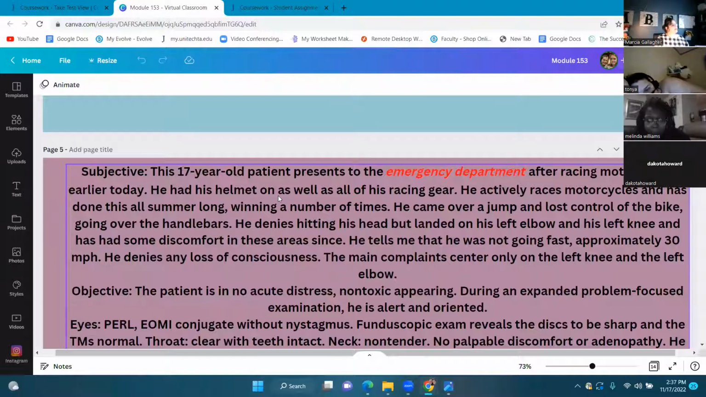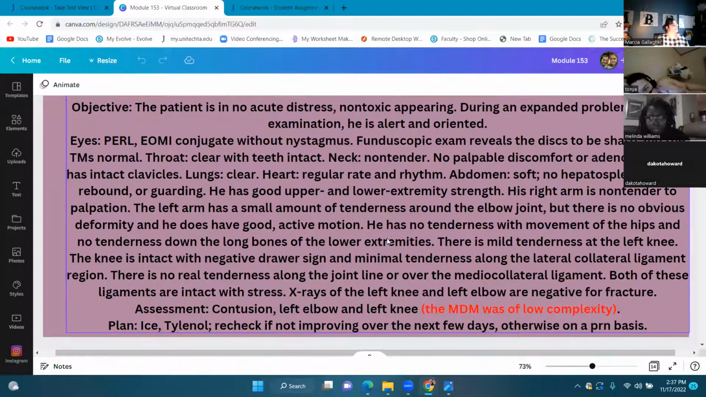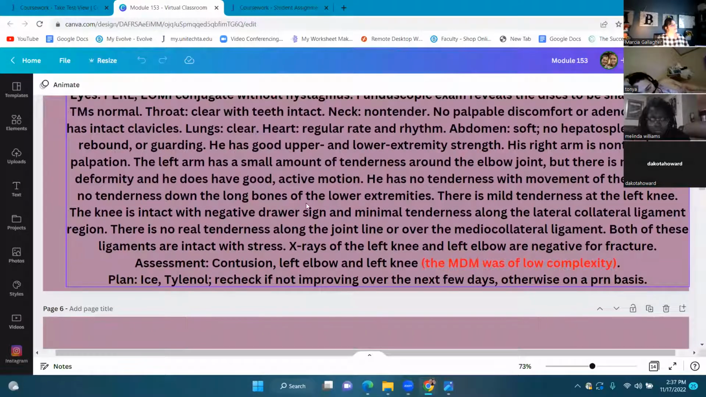He had his helmet on as well as all of his racing gear. He actively races motorcycles and has done this all summer long, winning a number of times. Do we need all of that? No, it just gives us a story. So let's keep moving down. Objective, the patient was in no acute distress. Again, not what we need. If you come on down and start looking, you're going to read all of this stuff, but this is what you need: the medical decision-making was of low complexity.